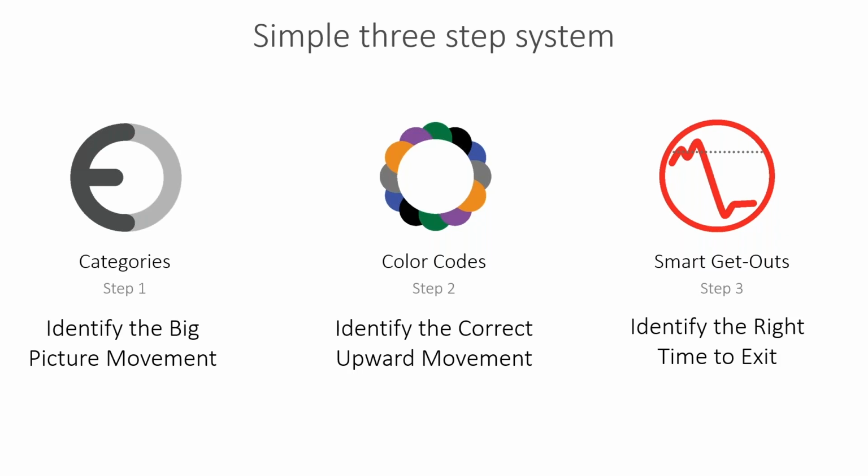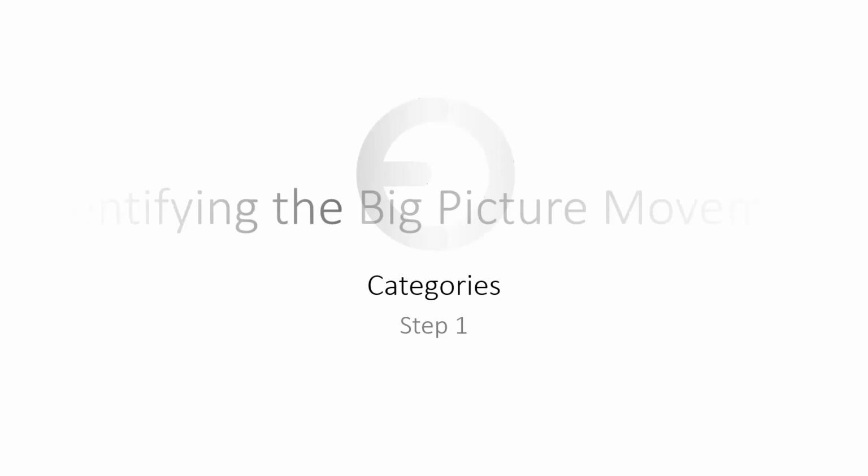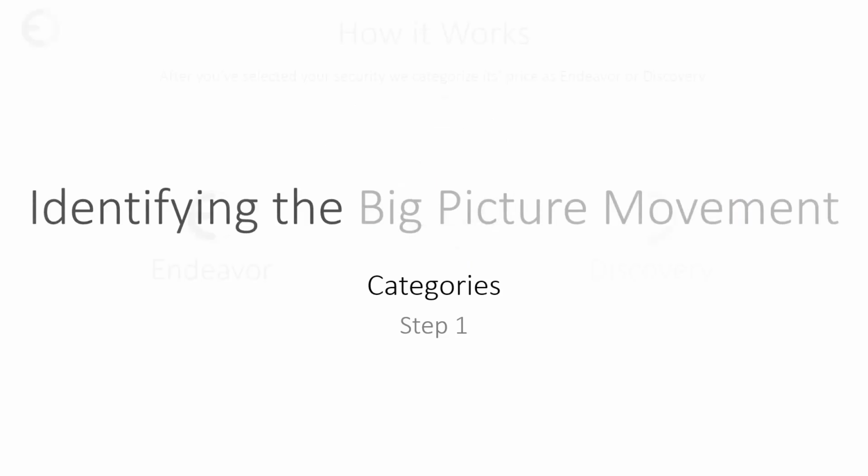When you put all 3 of these steps together, you're going to start to see a system that is designed to put the probability in your favor while keeping you focused and unemotional, because there's no guessing involved. So let's go ahead and break down these steps and go through them one at a time, starting with our categories. Step 1, identify the big picture movement.